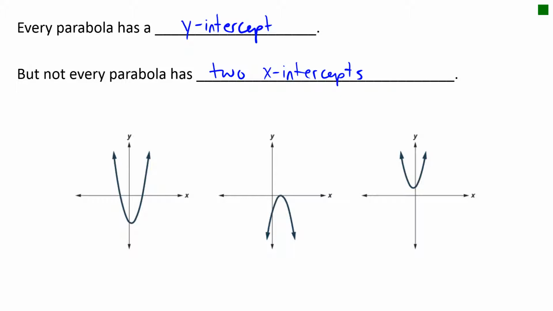Sometimes they do, if the parabola is oriented in such a way that it's below the x-axis and opens upwards, it will cross twice. Likewise, if the parabola was above the x-axis and opened downwards, it would have two x-intercepts. But a parabola can also have one x-intercept if it just happens to touch the x-axis at one single point. And it can also have 0 x-intercepts, like on this one on the right. If the parabola has a vertex above the x-axis and opens upwards, it'll never cross the x-axis.